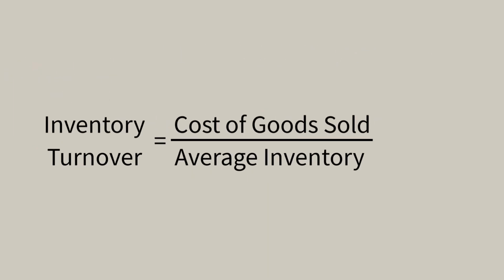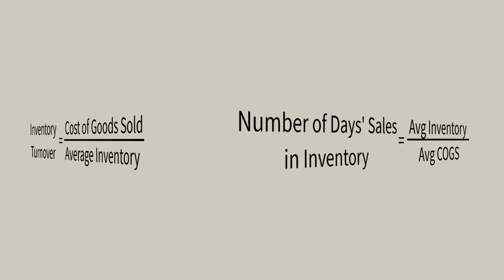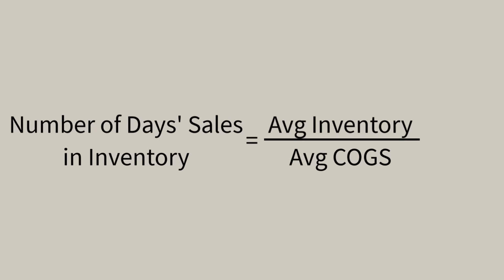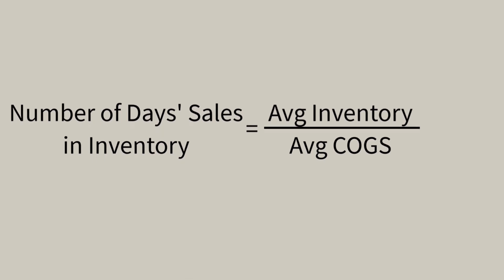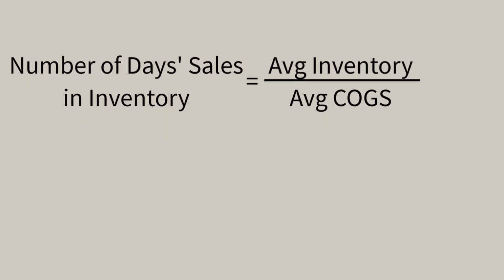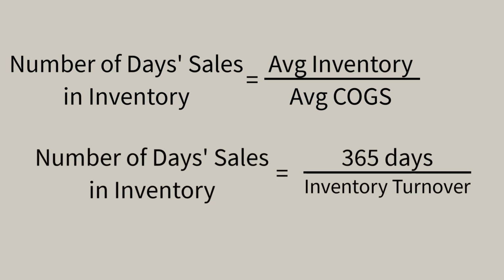The inventory turnover ratio is used to evaluate how long it takes to sell inventory. An alternative to the inventory turnover ratio is the number of days sales in inventory ratio. Here is how the textbook calculates it. But again, I prefer to calculate this one a little differently. If you simply take the inventory ratio and divide it into 365 days, you'll get the same result.